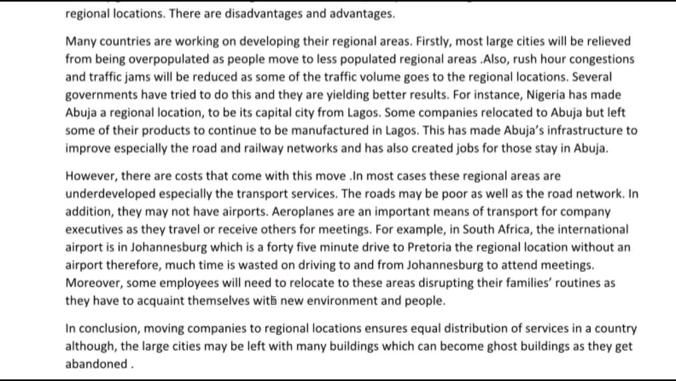Okay, fine. In conclusion, moving companies to regional locations ensures equal distribution of services in a country, although the large cities may be left with many buildings, which can become ghost buildings as they get abandoned. All right, well, I don't know about this necessarily. I don't know if I would have included this here, but fine, okay?